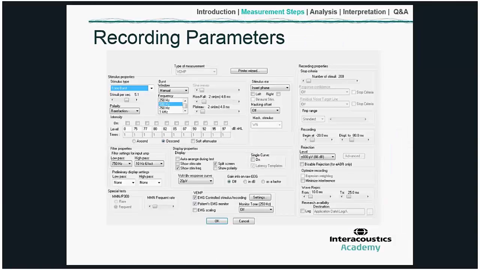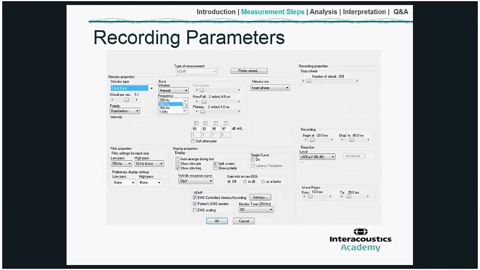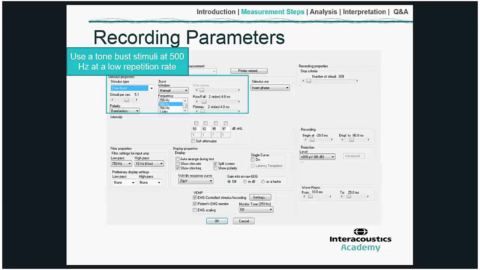So this is what it looks like in the Eclipse evoked potential software, the recording parameters. As you can see, there's quite a lot to change. If I just delete some of these areas so we can focus just on the VEMPs, here we can see the stimulus parameters, and as we saw on the last slide, we're looking for a low repetition 500 Hertz stimulus, and here we're using a default of 5.1 stimuli per second.